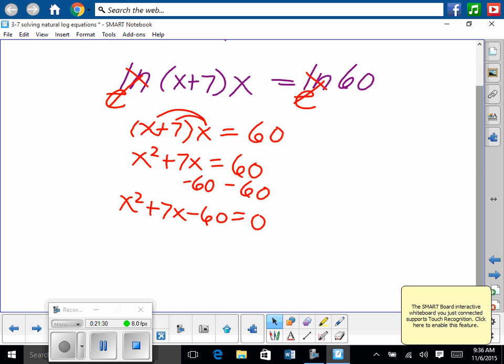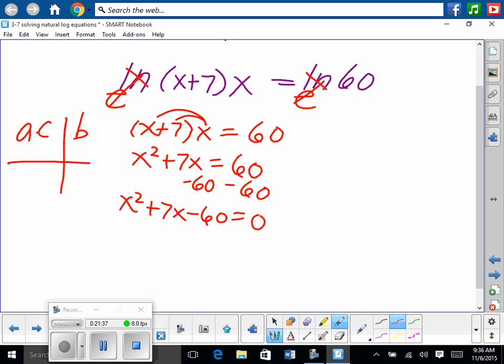We're going to do what multiplies to be a times c and adds up to be b. What's a times c? 1 times, so what multiplies to be negative 60 and adds up to be 7, right? Is everybody following me? So then from there, you'll list out factors of 60. Can anyone tell me the factors that multiply to be 60? 1 times 60, 2 times 30. 12 and 5. Okay, so 12 times 5.